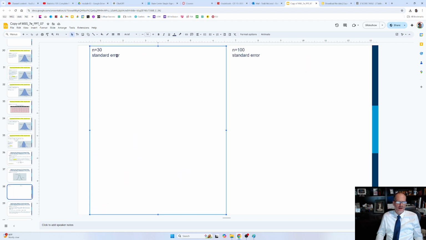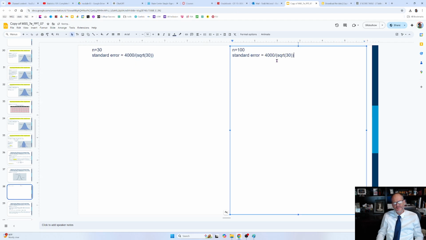And so our standard error is going to be equal to 4,000, which is our standard deviation for the population, divided by the square root of 30. So that's what we need to calculate. And then we're going to calculate this also over here. So I'm just going to bring this over. And again, this is a standard deviation for the sample mean.